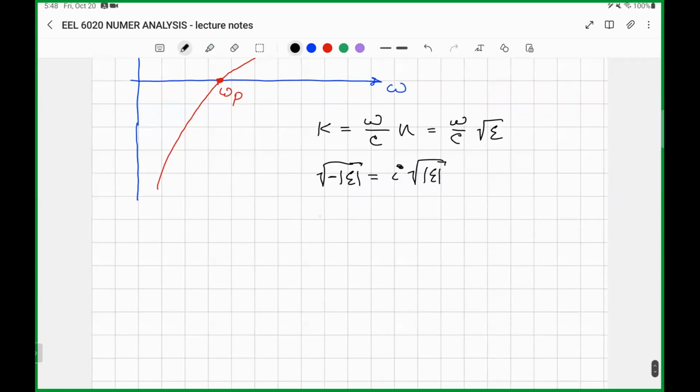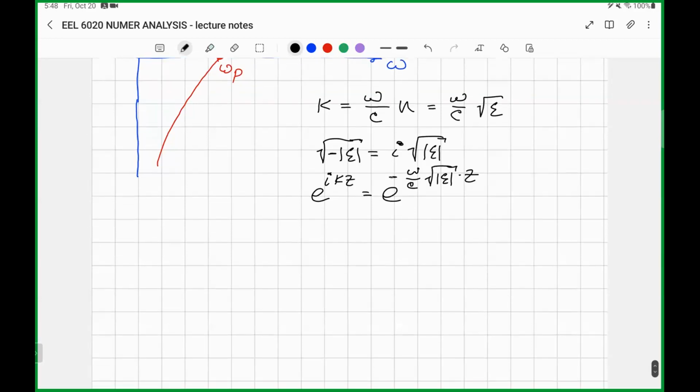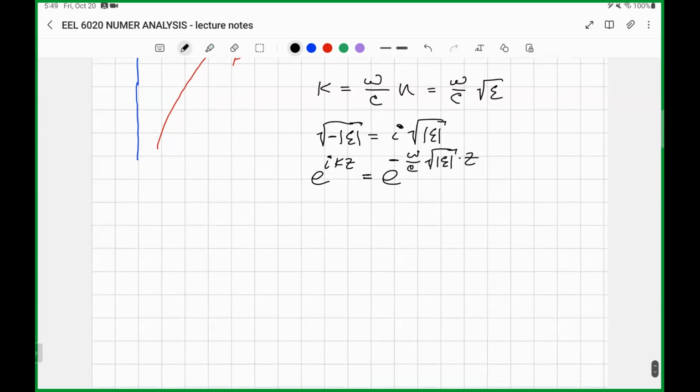Okay, so the harmonic wave, or plane wave, which is described by this phase term e to the power of i k z, right? It will give me e to the power of minus, because imaginary unit times imaginary unit gives me minus 1, so it's going to be minus omega over c square root of modulus epsilon times z. So it's an exponential decay in amplitude, and the wave that propagates in metal decays in amplitude.